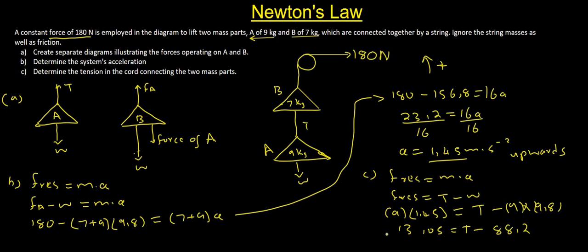Then we transpose 88,2 this side. Our tension becomes 13,05 plus 88,2 equals our tension. Therefore, when you add 13,05 plus 88,2, what do we get? We get 101,25 Newton. What is the direction? Upwards.